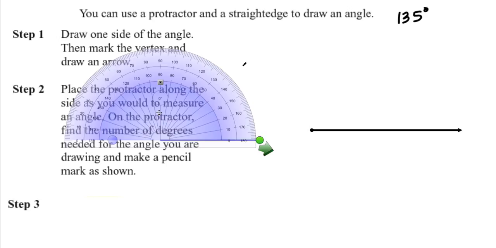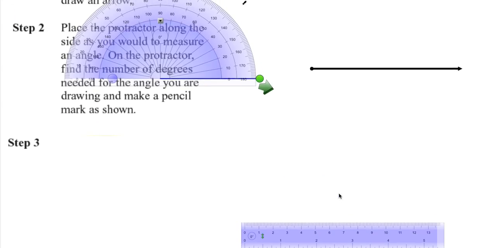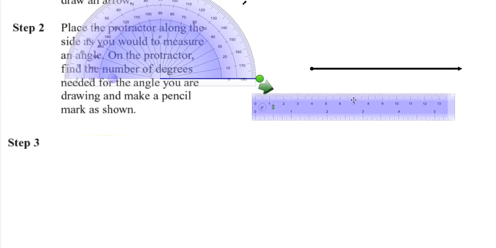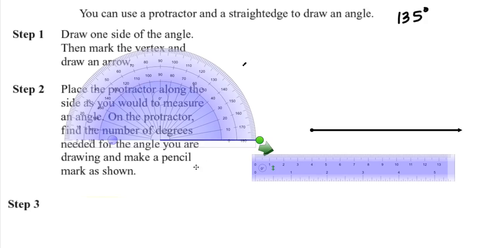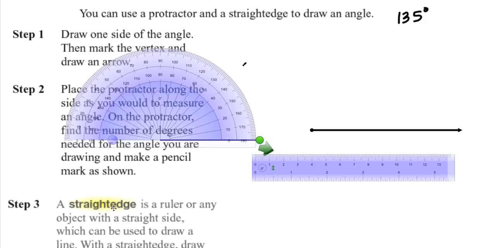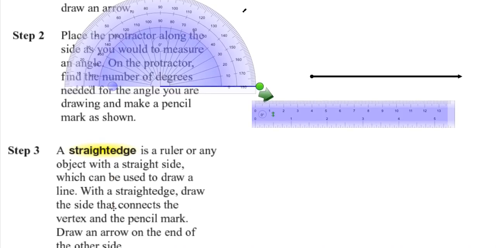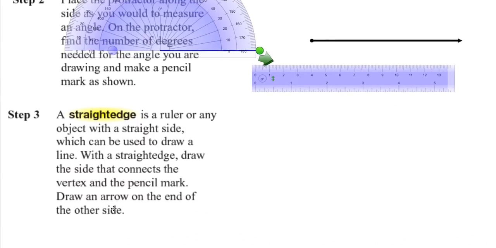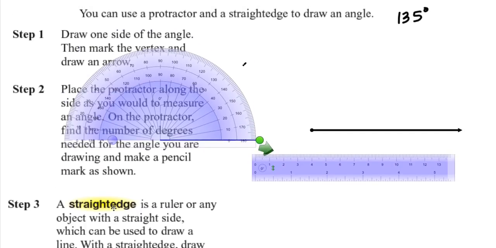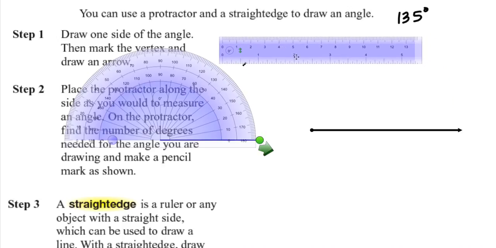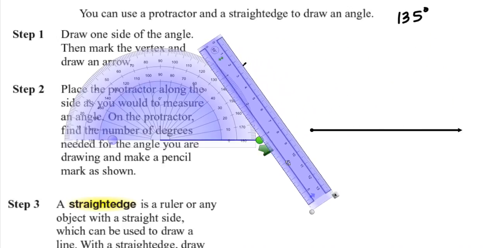And then we take out our protractor, and we get a straight edge. Let's see if I have a straight edge here. Yep, there it is. We get our straight edge, and then that is step number three. A straight edge is a ruler or any object with a straight side, which can be used to draw a line. So that's the definition of a straight edge. With a straight edge, draw the side that connects the vertex and the pencil mark. Draw an arrow at the end of the other side. So basically we are connecting this point right over here and that point with our straight edge. So if that's our straight edge, we want to connect those points.